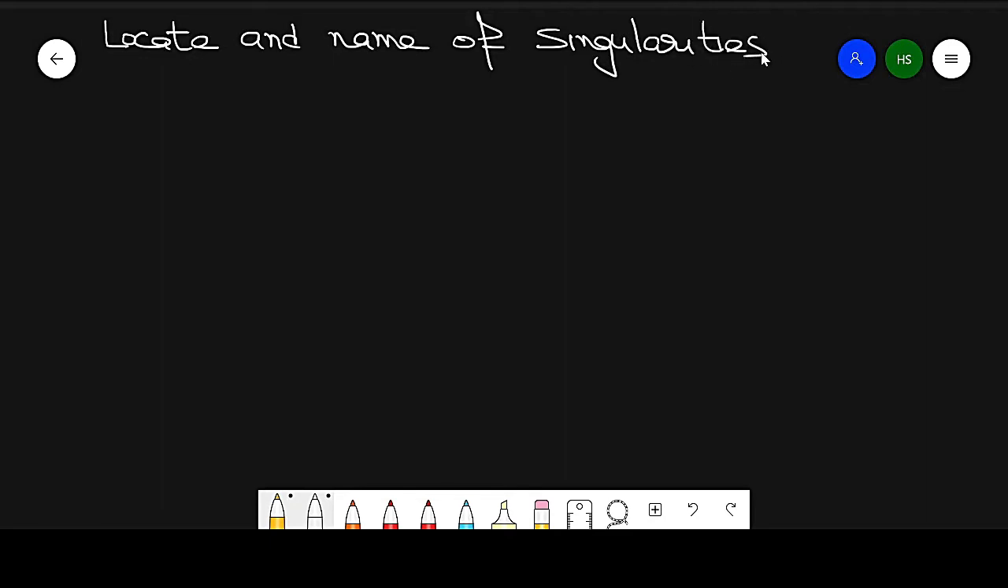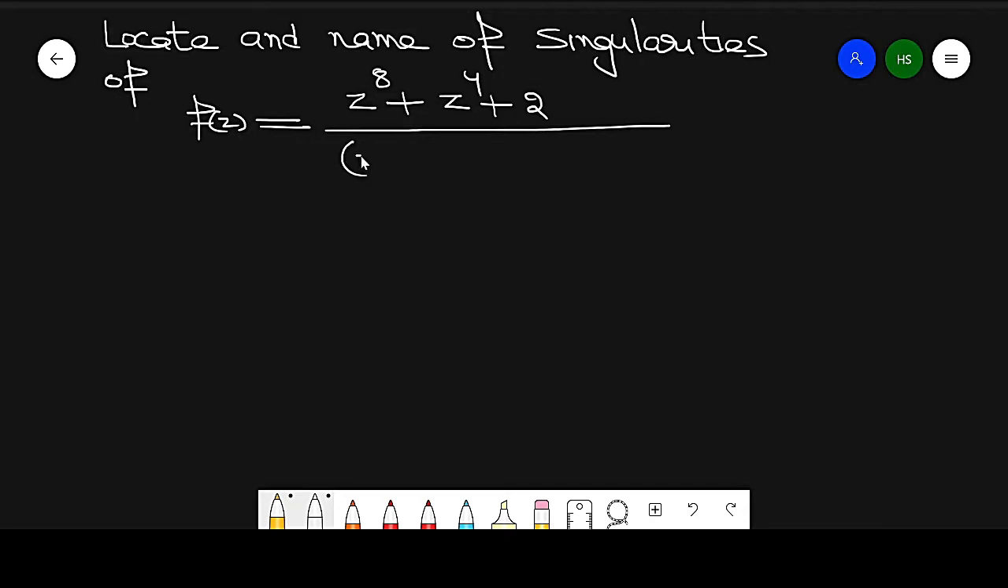So next is: locate the name of singularity of a function f of z, which is equal to z raised to power 8 plus z raised to power 4 plus 2, over (z minus 1) raised to power 3, (3z plus 2) raised to power 2. So this is my question.